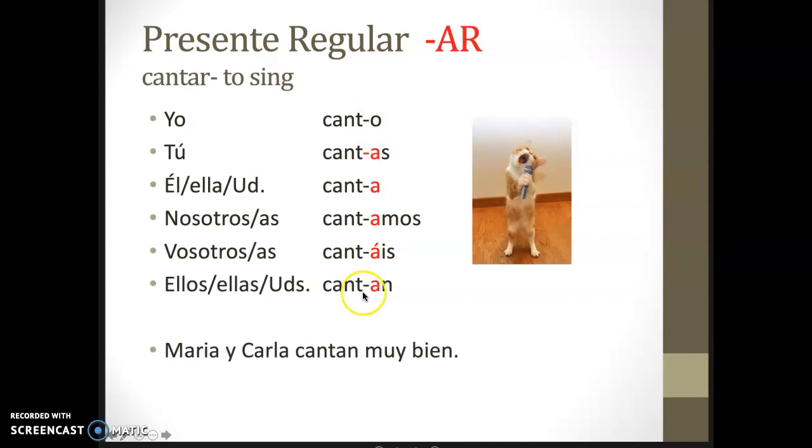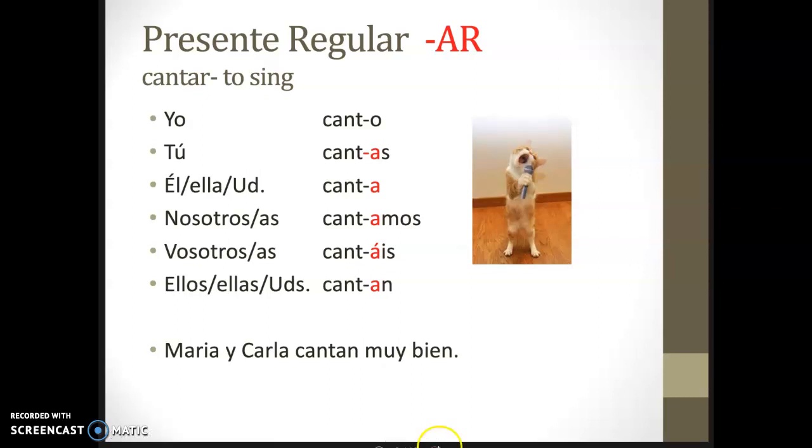So here's an example. María y Carla cantan muy bien. I use the verb cantan because María y Carla are ellas. So as you can see, the ending for ellas is an, which will be cantan. María y Carla cantan muy bien means María and Carla sing very well.